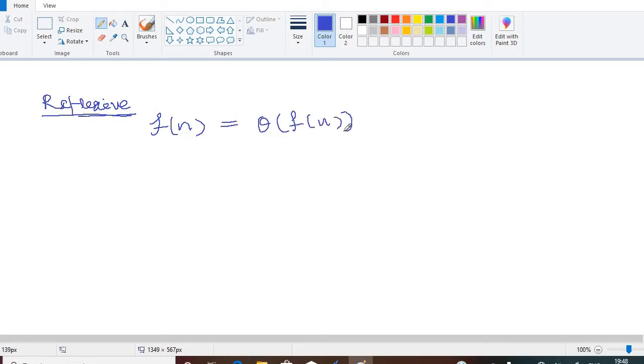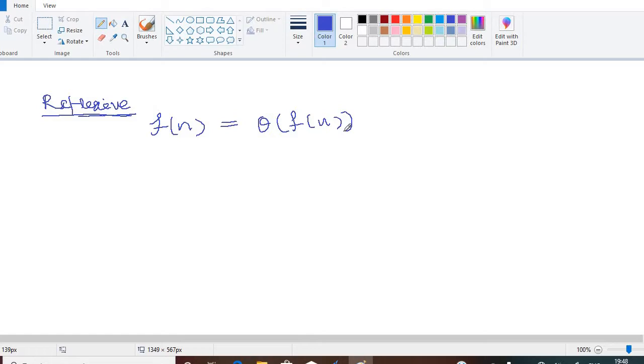theta of the same f(n). Okay, we all know the definition of theta, so try to prove this according to the definition of theta notation and big O notation and omega notation. Okay, and if you are not able to do this, then write to me in the comment box. I'll try to solve your doubt.